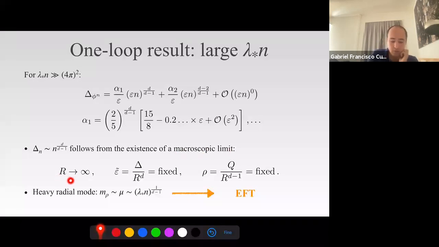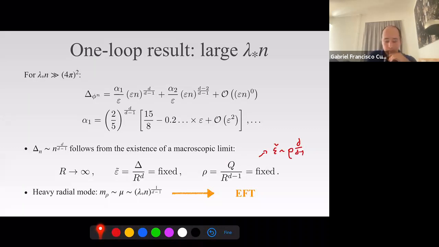So for instance, to see this, you can imagine taking the infinite volume limit, so radius to infinity, with energy density, epsilon tilde, delta over R^d, fixed, and charge density fixed. Then you see that this limit implies, if it exists with epsilon and rho non-trivial, that epsilon tilde goes like rho^(d/(d-1)), which is precisely what you found there.